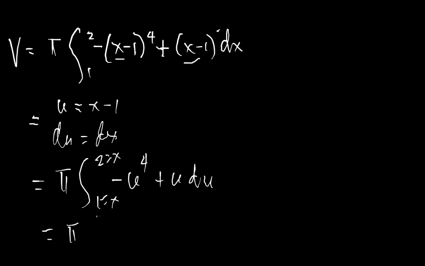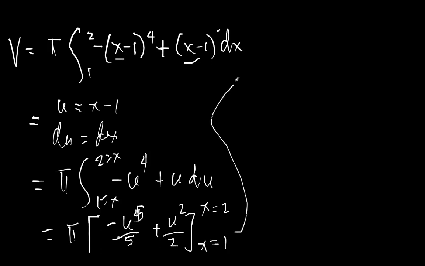So this becomes pi, let's integrate, negative u raised to 5 over 5 plus u square over 2 from x is equal to 2 and x is equal to 1. Okay. Now, ngayon class, since medyo malaki yung value niya, now let's make use of u instead para simplified na lang. Pero depende pa rin sa inyo. Okay? So gagawin ko tong u square over 2 minus u raised to 5 over 5.